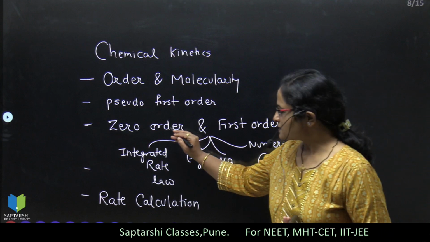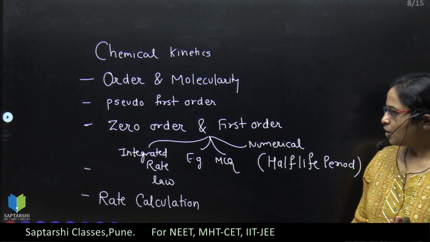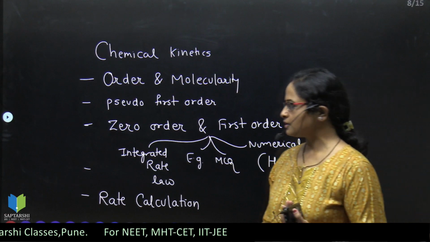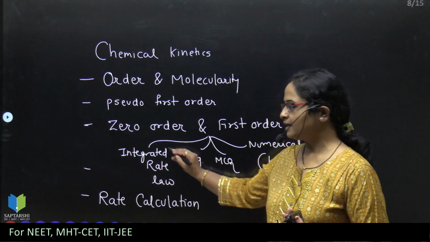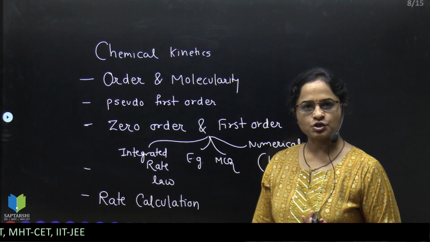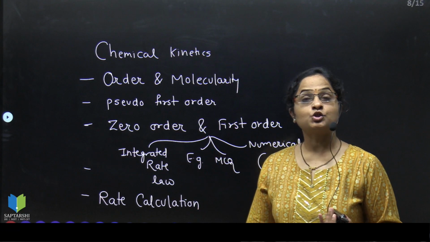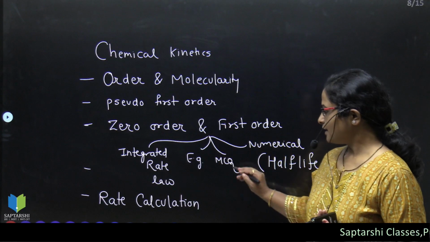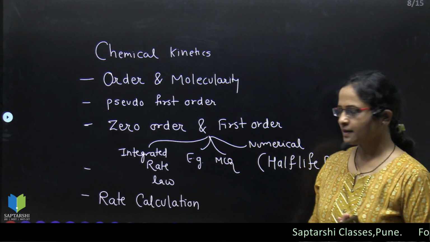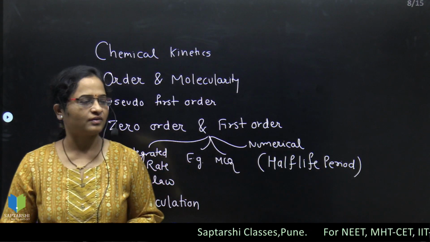Then I have highlighted zero order and first order. On zero order and first order reactions, these 4 important points you can see: integrated rate law, expression, derivation, example. Out of the following, which shows a first order reaction and which shows a zero order reaction, an MCQ based on this. And finally, the numerical will probably be on the half life period.